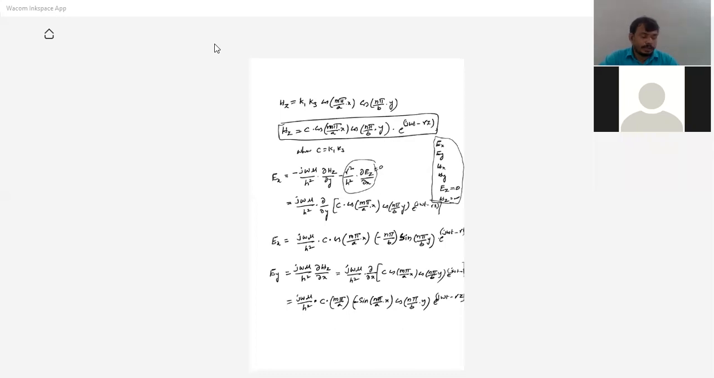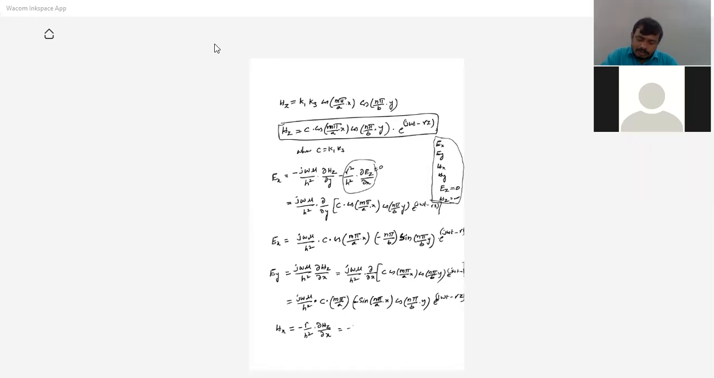So in the same way, we can write for Hx and Hy also. Hx is equal to minus gamma by h square, dou Hz by dou x. So what is dou Hz by dou x? We already wrote it here, so you can write this simply.